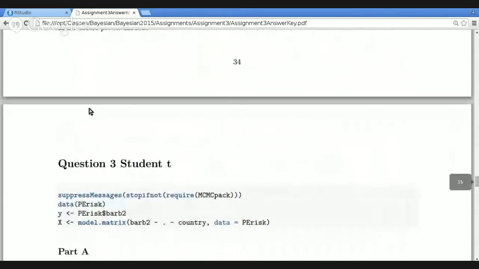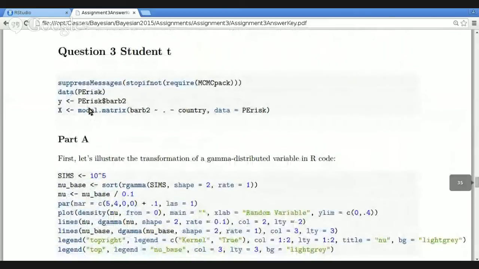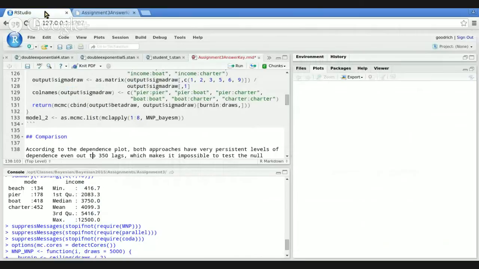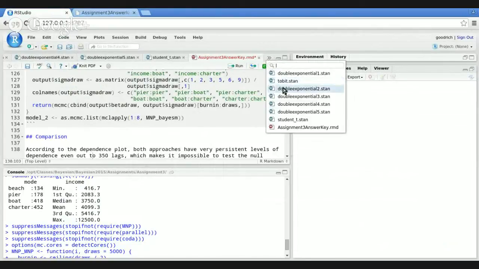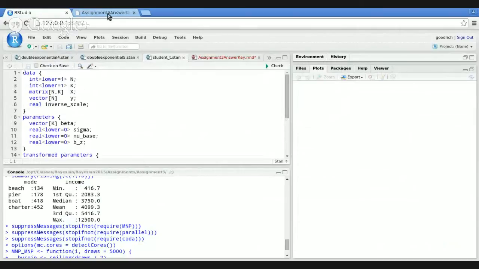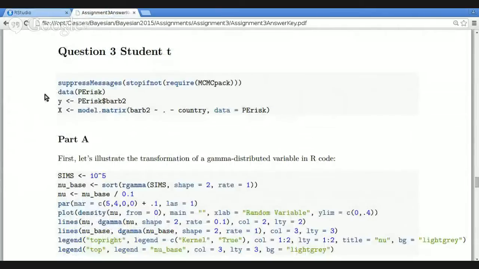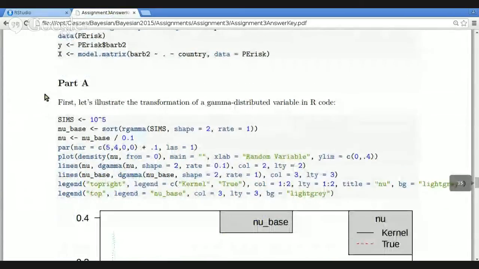Question 3 was about the student t problem. And so using the data set on political economy risk that we've done a couple of times before, I have Stan code for each of these. But first I want to talk through some R code, just to get a better handle on some of these transformations.